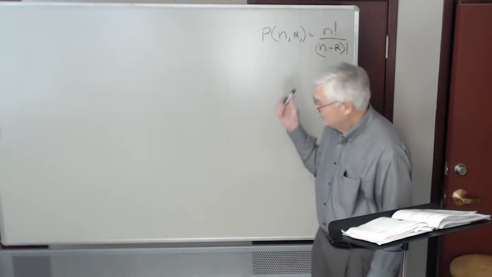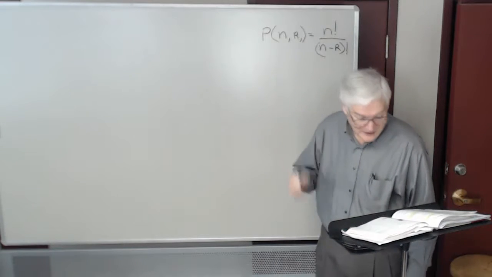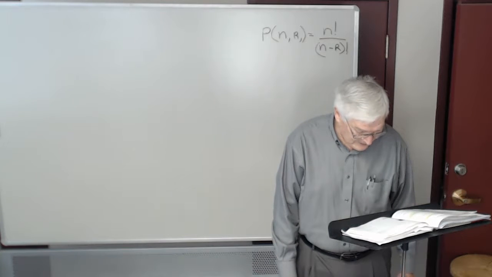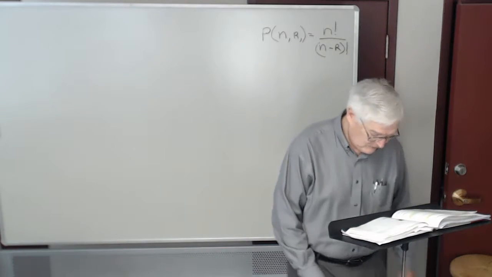Did you read those pages about permutations? Question 2. In how many different ways can 4 people be seated in a row?